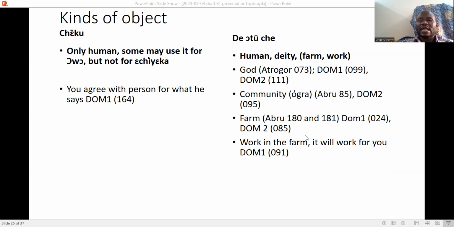Another variable is the kind of object. Only human, some may use it for God, but not for a checker, which is the word for idol.